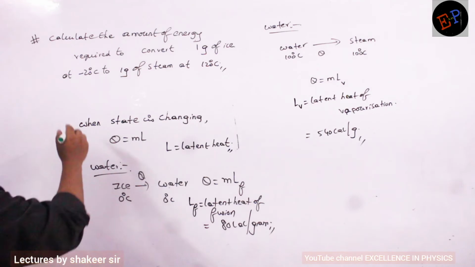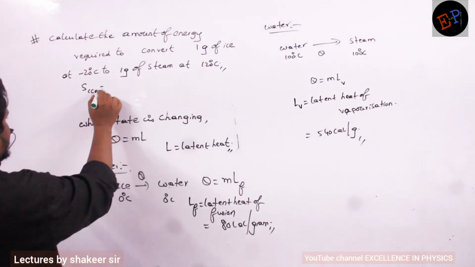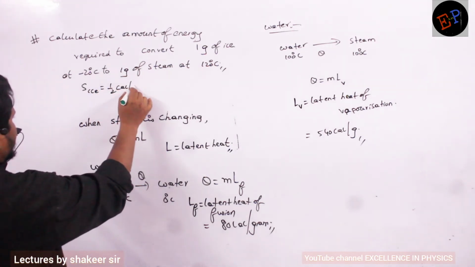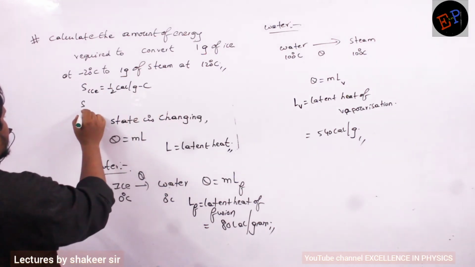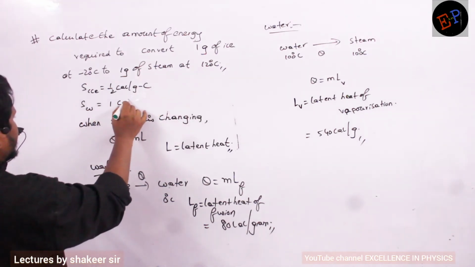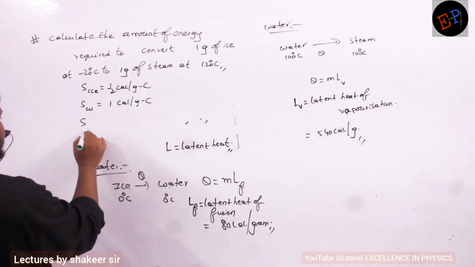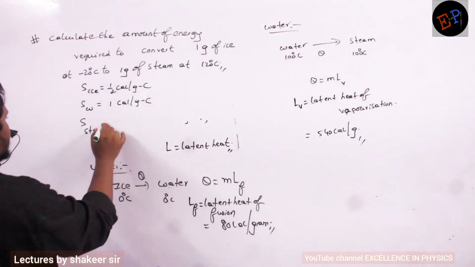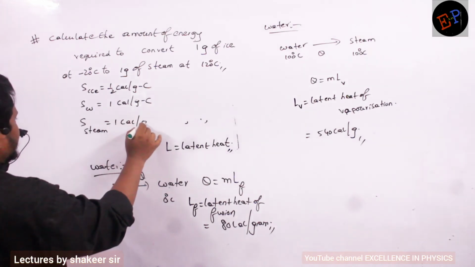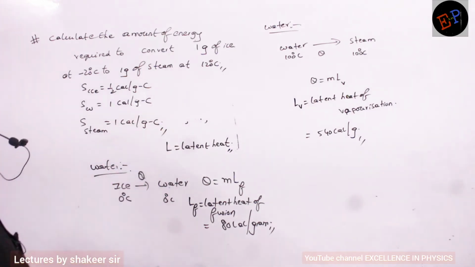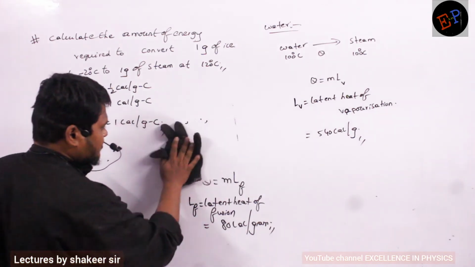Okay? So specific heat of ice is 1/2 calorie per gram Celsius. Specific heat of water is 1 calorie per gram Celsius. Specific heat of steam is also 1 calorie per gram Celsius. These are the values which are given. So see how you can do this calculation.